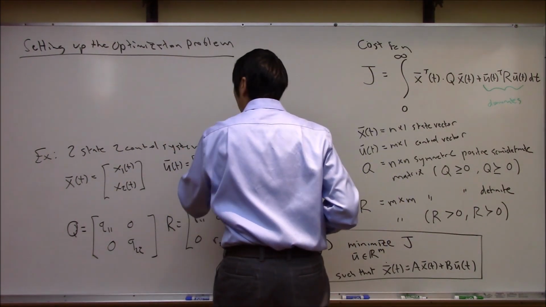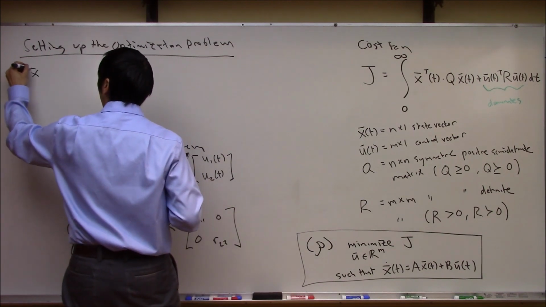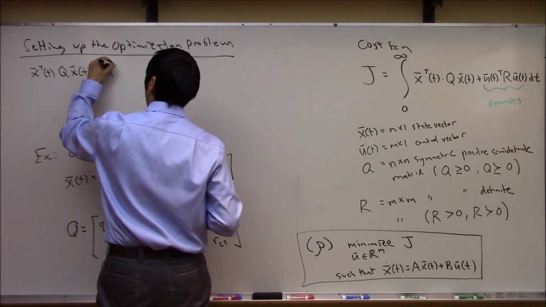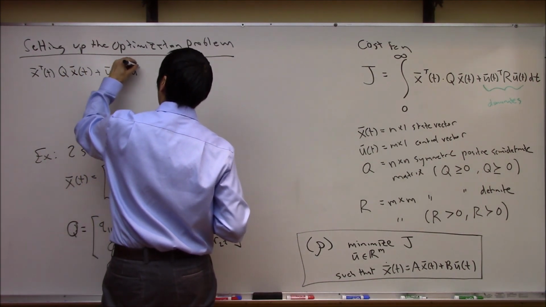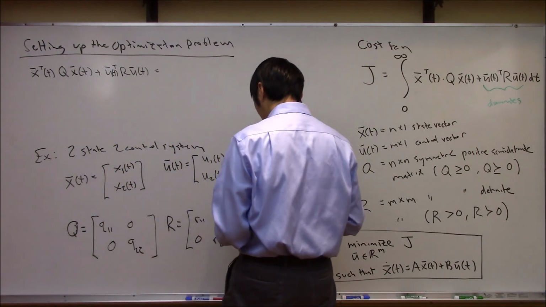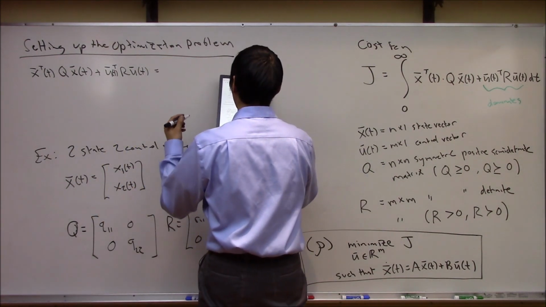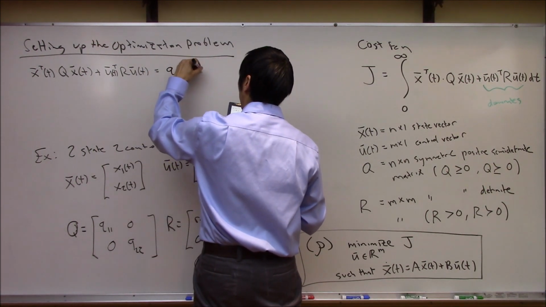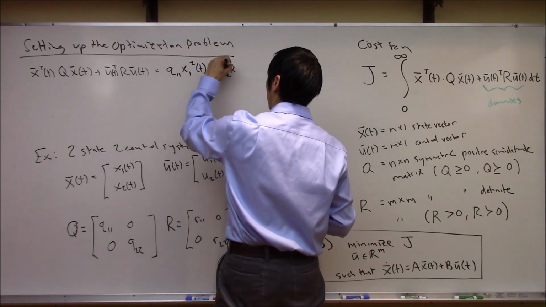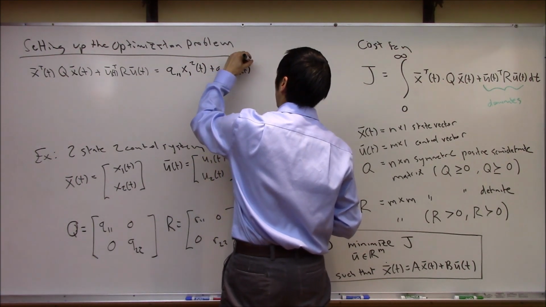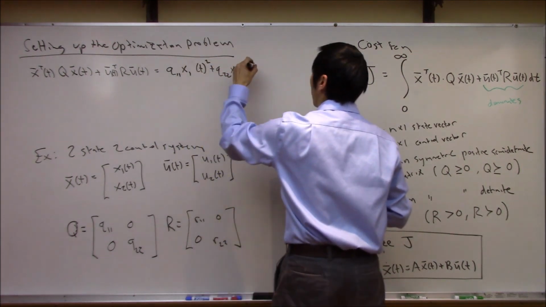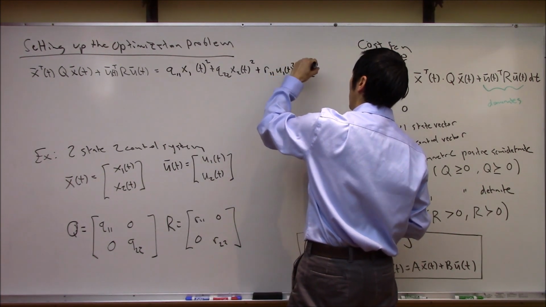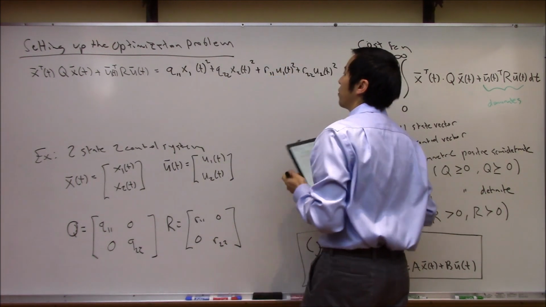Okay. So now what I want to do here is compute the integrand of x transpose Qx plus u transpose Ru. So run to Mathematica and plug all this in, and what you'll end up seeing is that this integrand looks pretty simple. It's a Q11 x1 squared plus a Q22 x2 squared, plus an R11 u1 squared plus an R22 u2 squared, right?